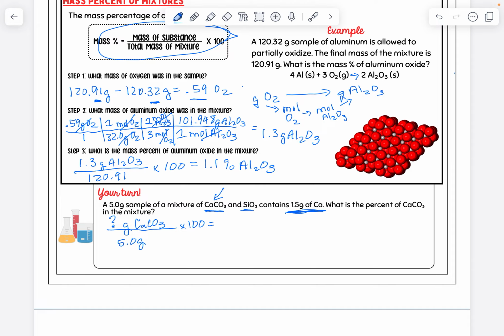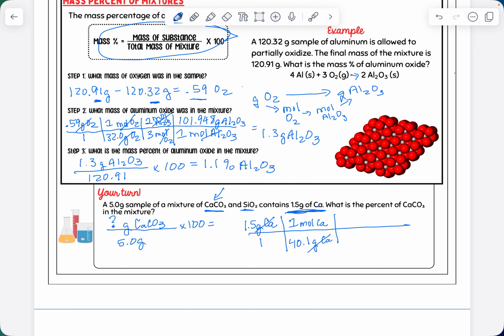So whenever I want to go from an element to a compound or anything else, I have to convert to moles first, and then I can convert back into grams. So I'm going to start with what I'm given, which is 1.5 grams of calcium. I'm going to put that over 1, and I have to use the molar mass, convert to moles of calcium. And if I look on the periodic table, I can see that 1 calcium is 40.1 grams. So now my grams cancel out, and if I divide, I get moles of calcium.